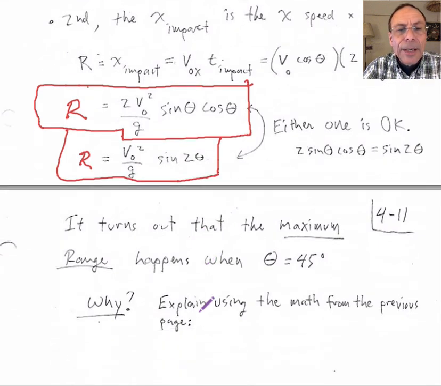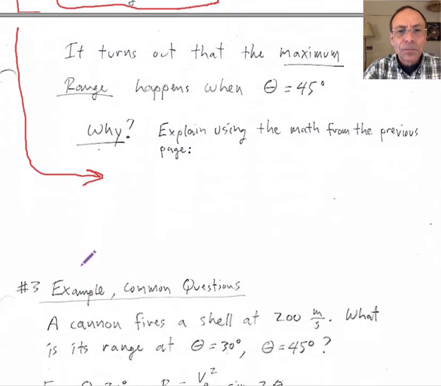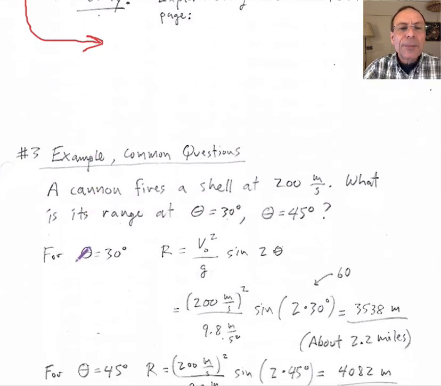Now, it turns out that the maximum range happens when the angle is 45 degrees. Why is that? To answer the question, I want you to look at this one here. Looking at that, you can figure out why that is. Think about it. Stop the video and think about it. I'm sure you can figure it out. Okay, so I'm going to keep going.